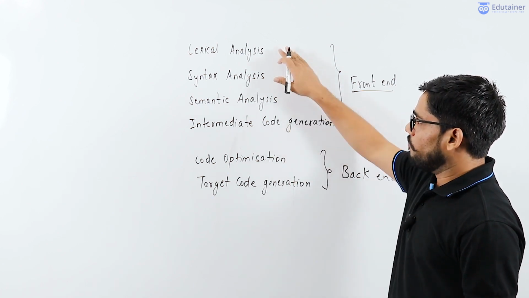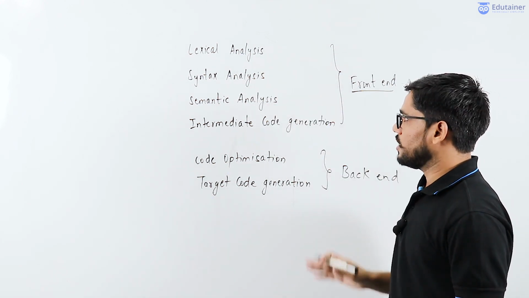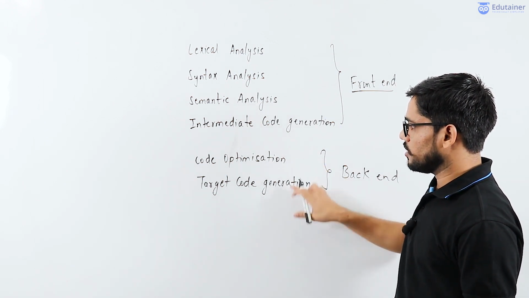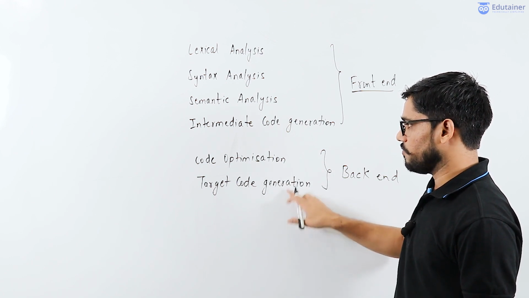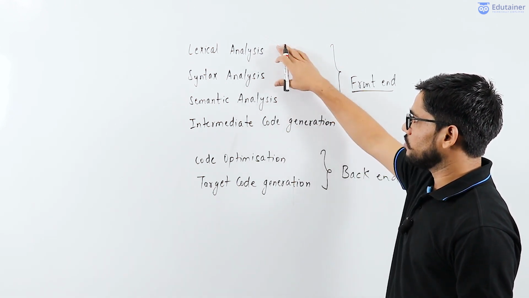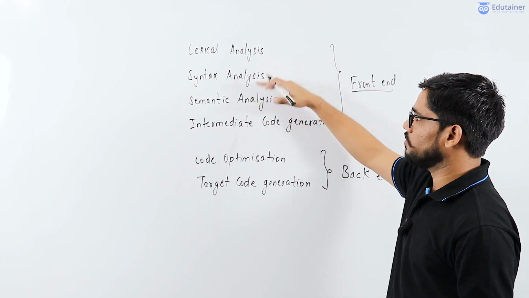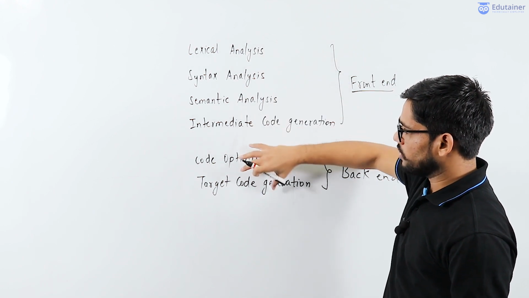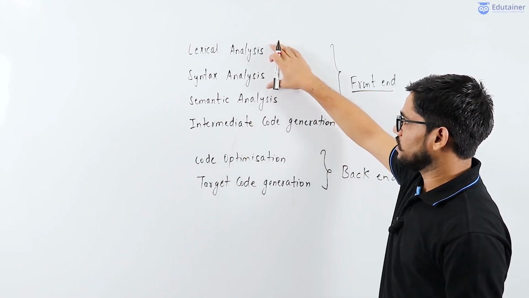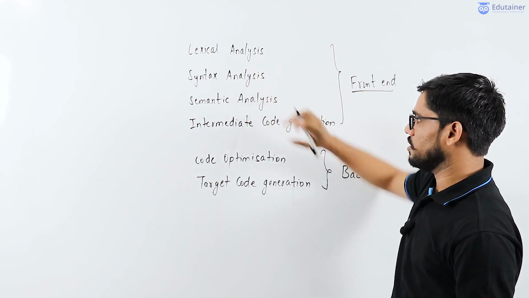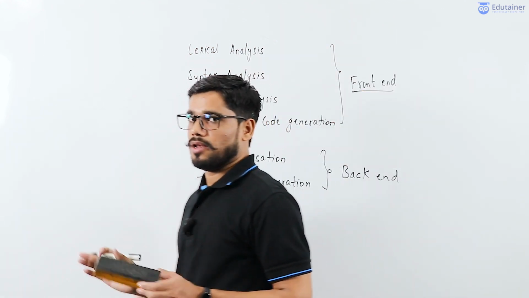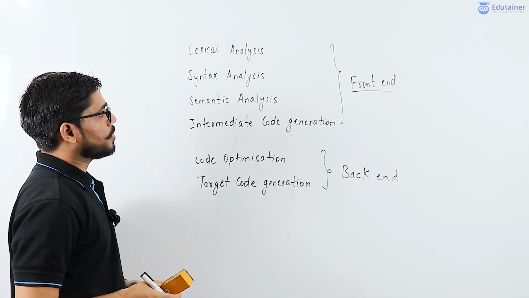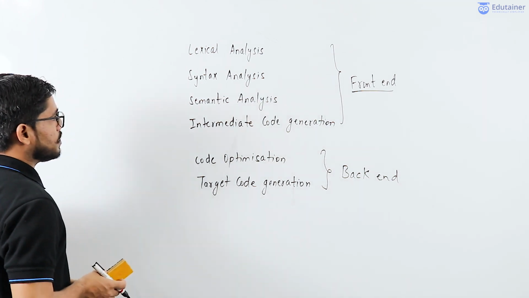So when I design the compiler for, let's say, Java language, I only have to implement the code optimization and target code generation phases, because I can pick the previously built four phases and use them to build the Java compiler. So lexical analysis, syntax analysis, semantic analysis and intermediate code generation are the same for every compiler. Now we have to see each phase one by one in detail. The first phase is lexical analysis.